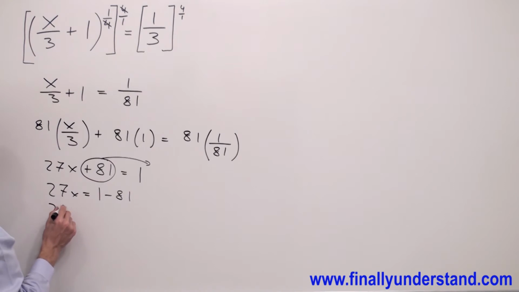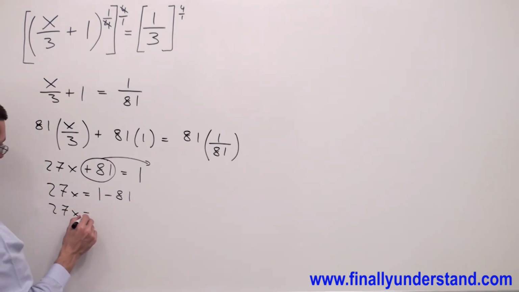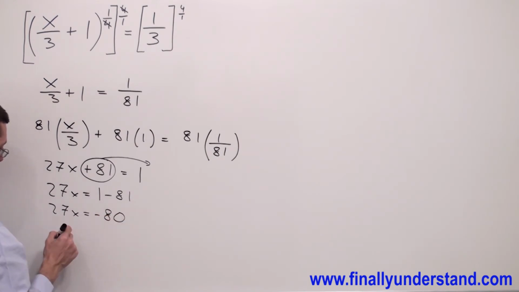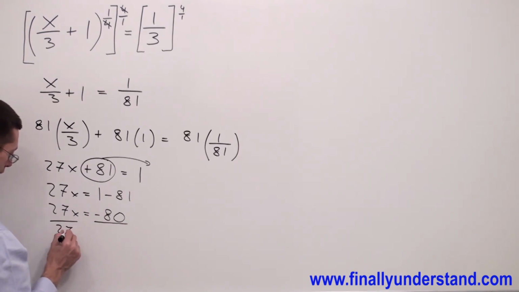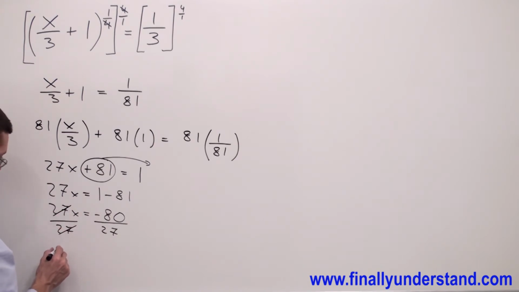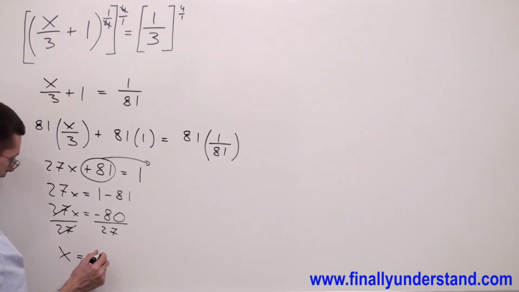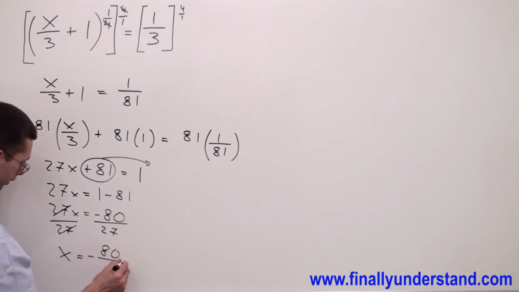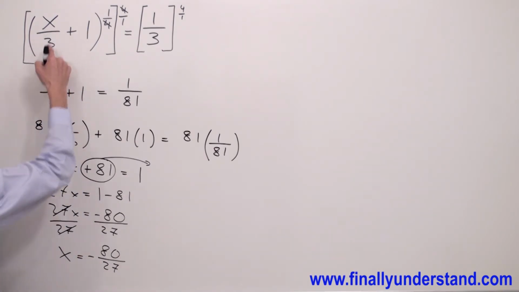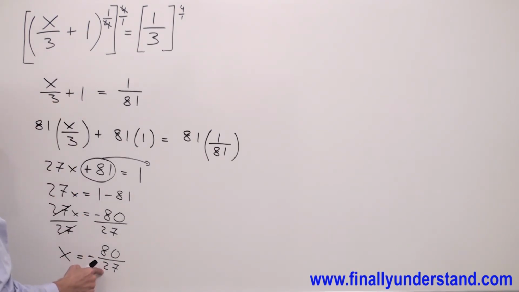That's why I'm going to have 27x equals negative 80. In order to find x, I have to divide both sides of the equation by 27. 27 and 27 will cancel out. x is equal to minus 80 over 27. Let's check if this is the proper answer to my problem.